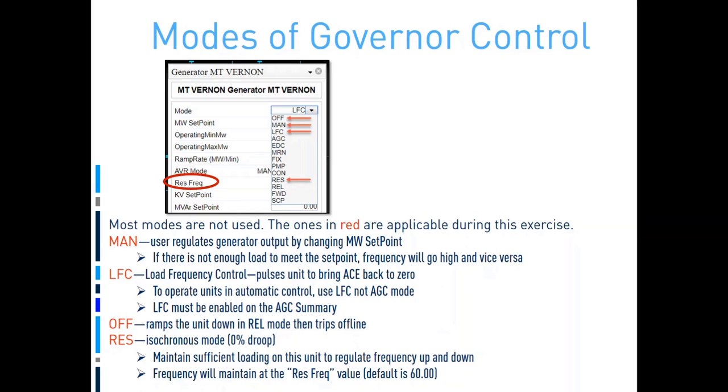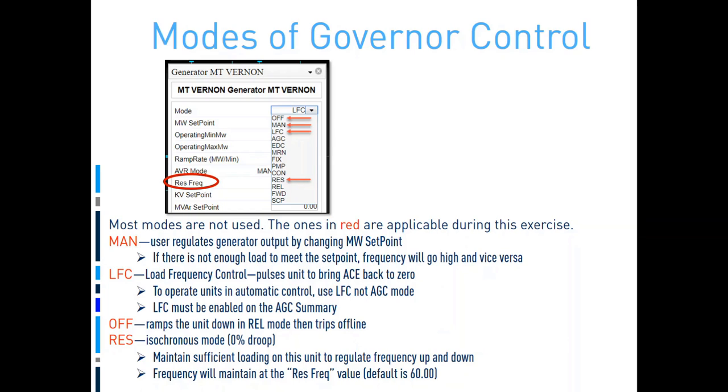If you're in a situation such as a restoration or an island condition, you'll also want to be sure that the amount of load in your system will match the amount of generation that you're asking for. The other mode that you'll see is LFC, or load frequency control. When a unit is in LFC, that's its automatic mode of regulation.